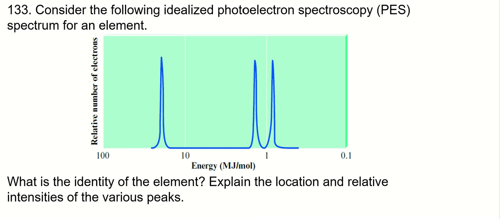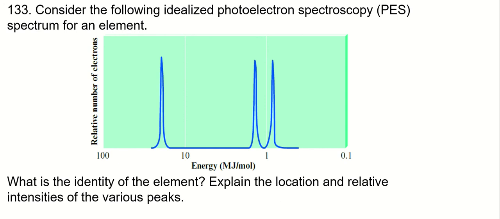Given a photoelectron spectroscopy plot, and this one's idealized. Real ones don't look this pretty. It's asking us to identify what element it is and explain the location and relative intensities of the three peaks that are shown here. Photoelectron spectroscopy, PES, is a very practical way to help us identify the structure of atoms.